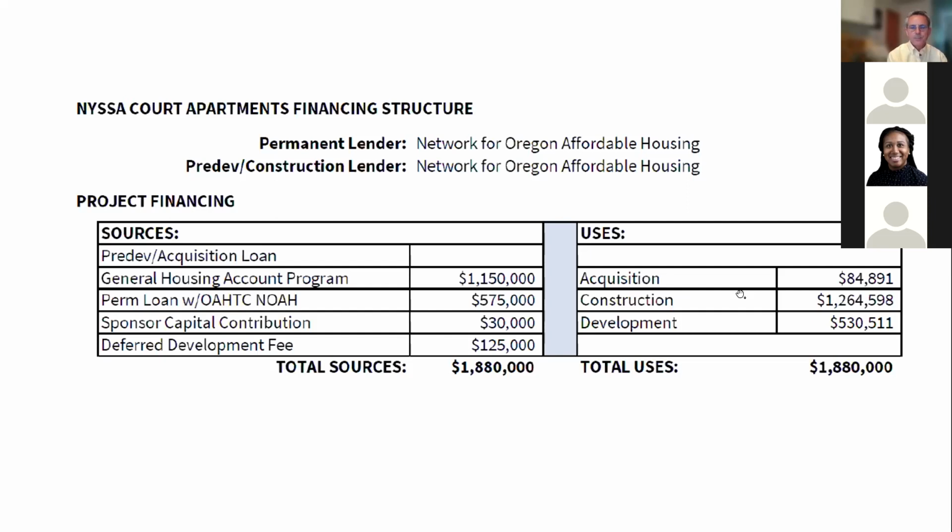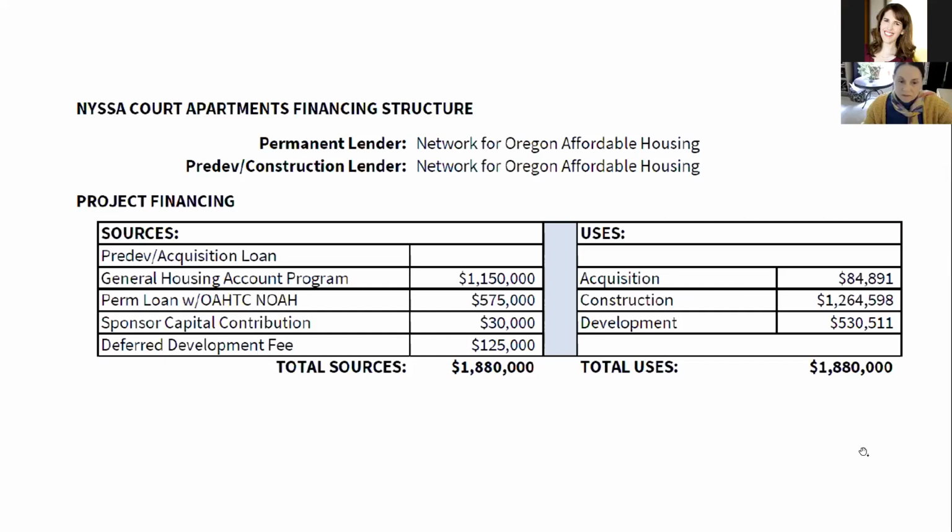they will use $1.15 million in the General Housing Account Program funds from Oregon Housing. And again, those are grant funds. So it doesn't impact the operations. It's not a burden. So that's a really important fund.